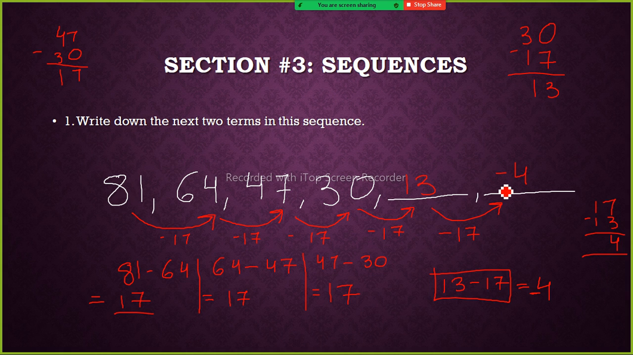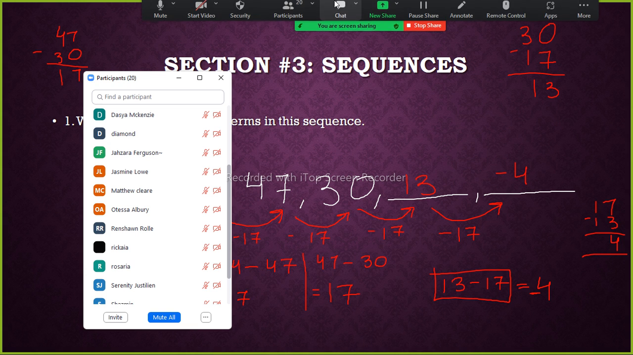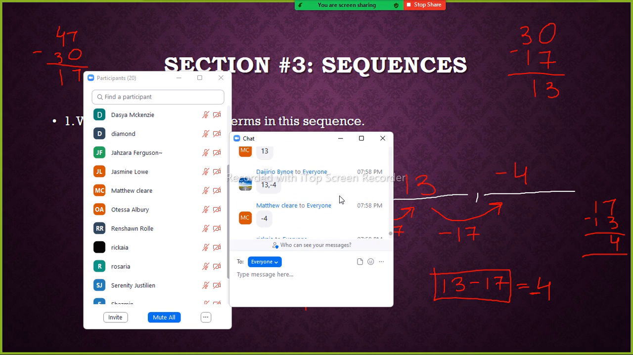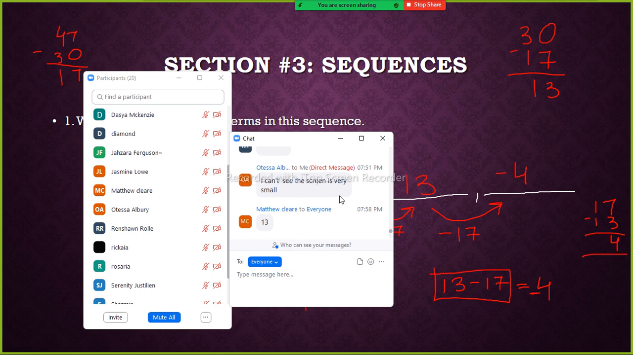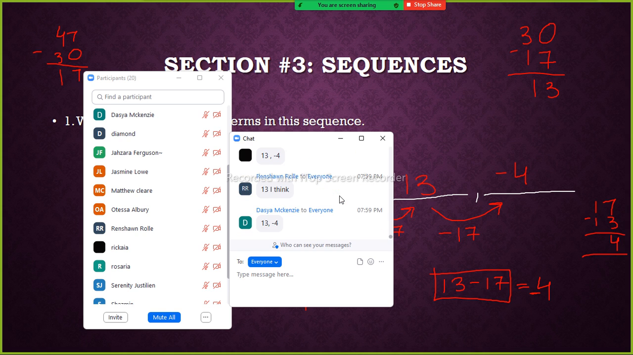Just subtracting by 17. Thank you, Mike, Matthew. Thank you. Who else? Shazman. Thank you, Renshawn, Rakia, Bino, and who else said it earlier? Deja, for getting it right before the reveal. Okay, good stuff. Good stuff on your part.